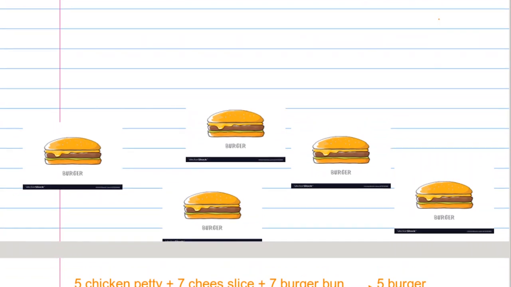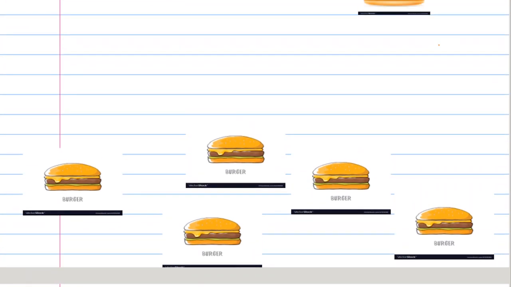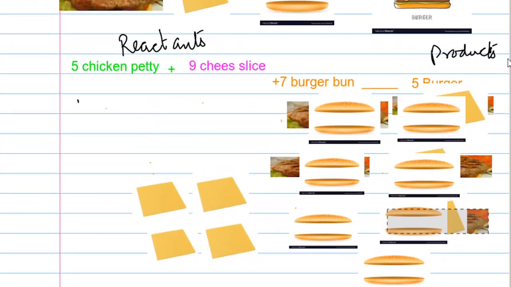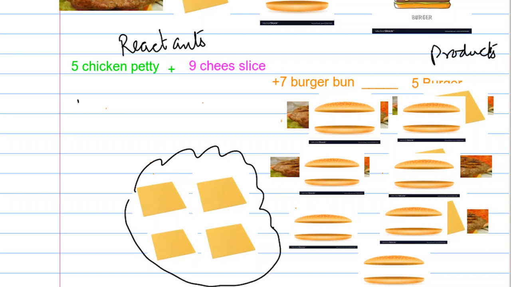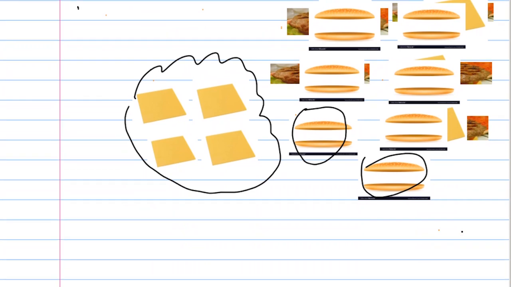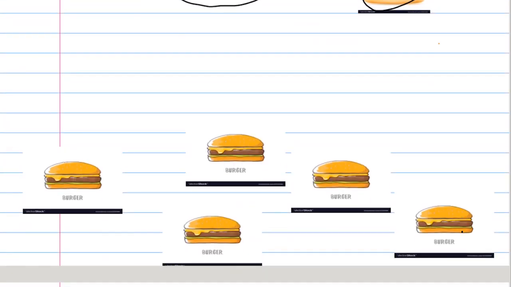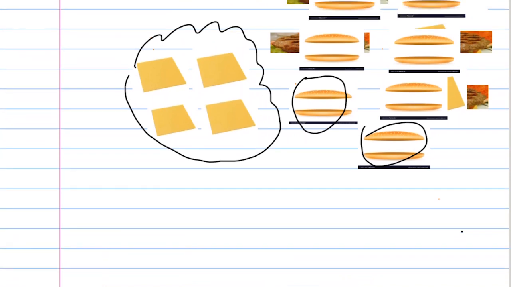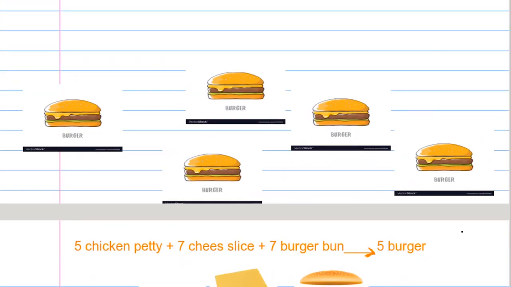Now these 5 burgers are ready. The left behind material is 4 cheese slices and 2 burger buns. So these are our excess reagents or reactants: the 4 cheese slices and the 2 burger buns. To make the product, the 5 burgers, these excess ones will not be part of the product.